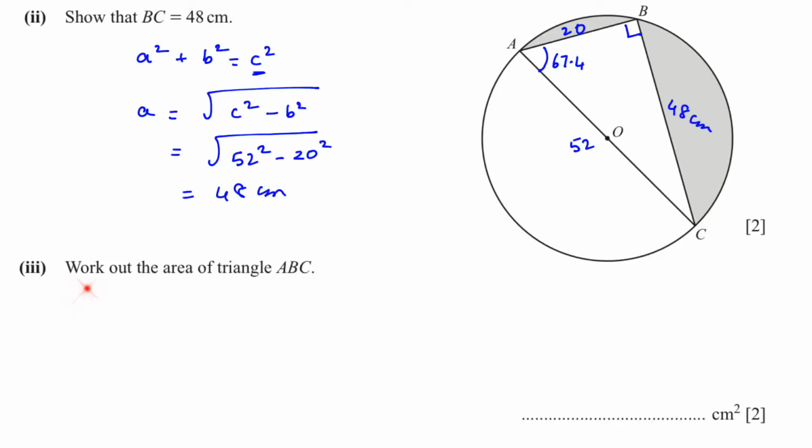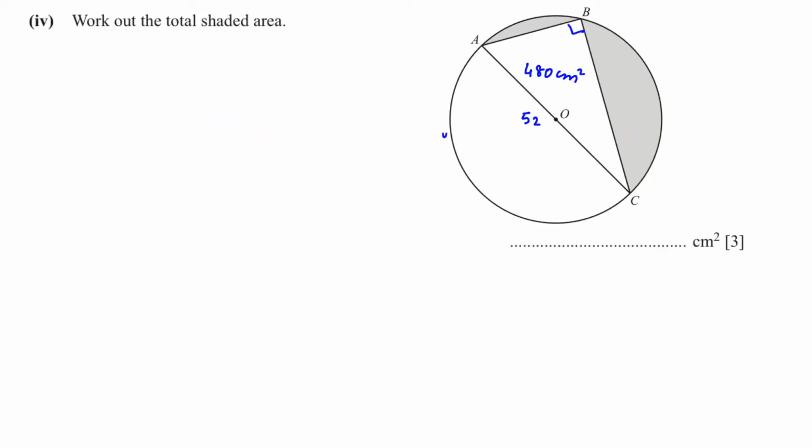Part 3. Work out the area of triangle ABC. As it is a right angle triangle, we can use half times base times height. The base is 20 and the height is 48. So the area is 480 square centimeter.